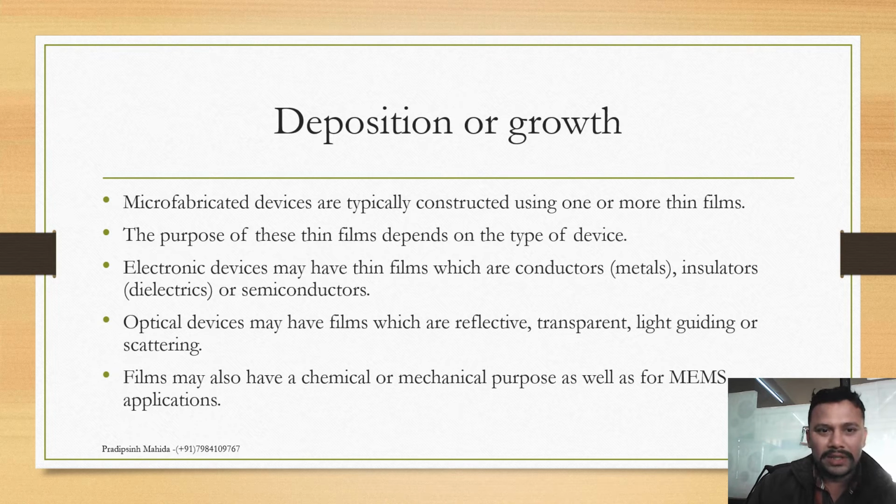Deposition or growth. Microfabricated devices are typically constructed using one or more thin films. The purpose of these thin films depends on the type of device. Electronic devices may have thin films which are conductors, metals, insulators, dielectrics, or semiconductors. Optical devices may have films which are reflective, transparent, light guiding, or scattering. Films may also have chemical or mechanical purposes as well as for MEMS applications.